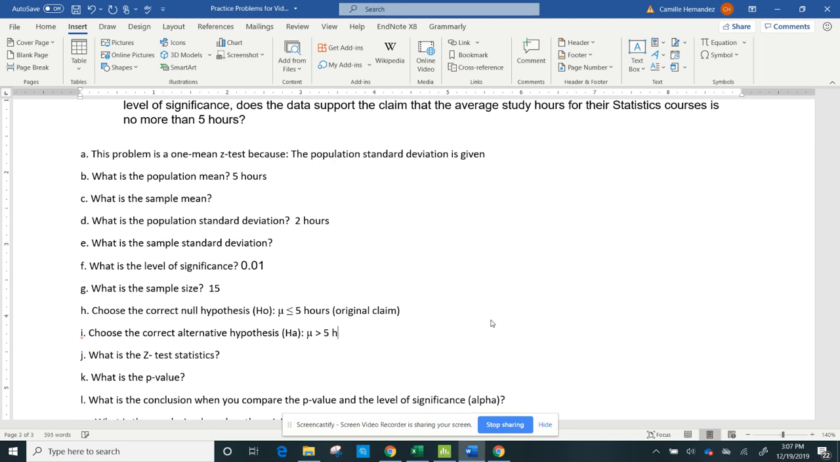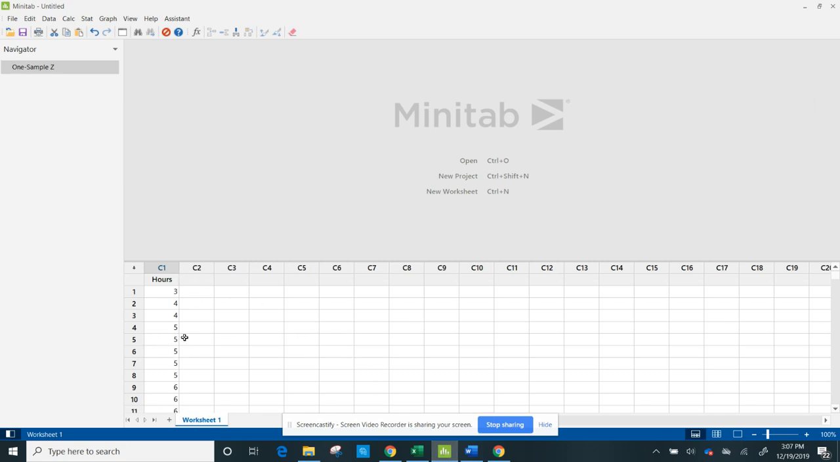So that is that. So I have my null and my alternative. So that means in my alternative, I'm going to have to put the greater than symbol. All right, so I'm going to keep going. And I think I have everything I need. So let's go to Minitab. And to save time, I've already put in the data.